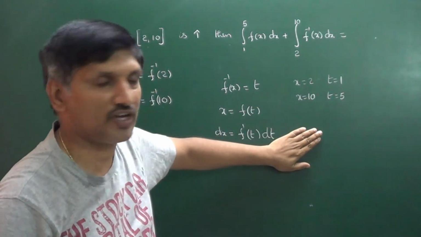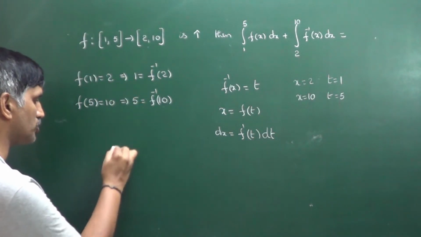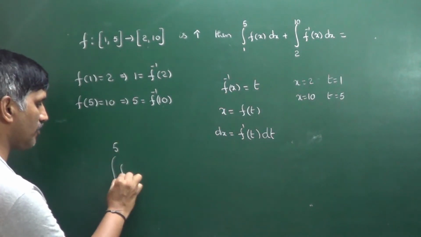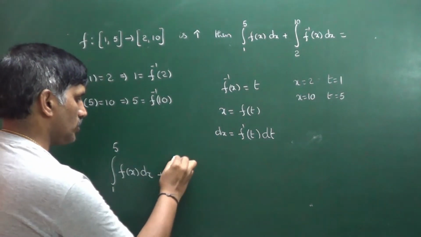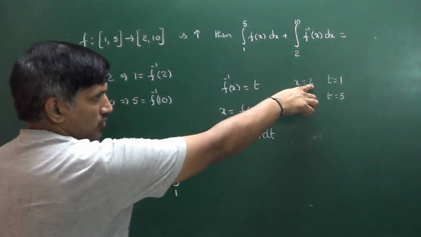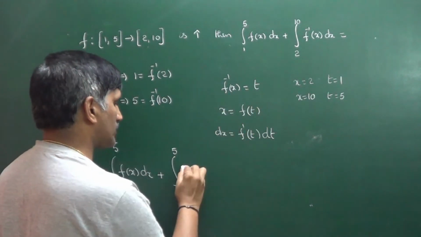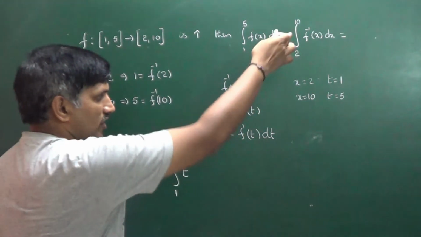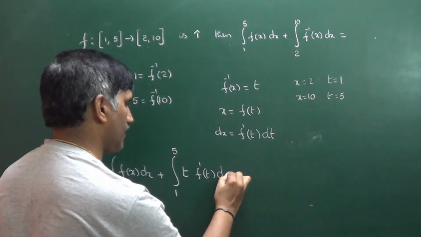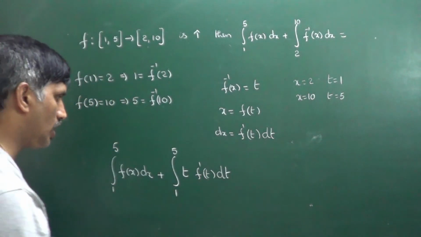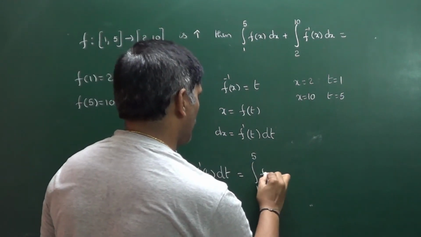Because of these modifications, how the second integral changes, as I told you, I am not at all going to disturb the first integral. Integral 1 to 5 f of x dx, keeping it as it is, plus now 2 to 10 changes as 1 to 5. In place of f inverse of x we have to write t, and in place of dx we have to write f dash of t dt. Right? Now this we can write as integral 1 to 5 f of t dt.